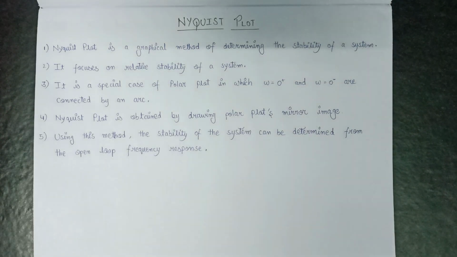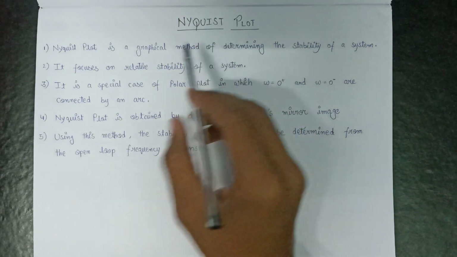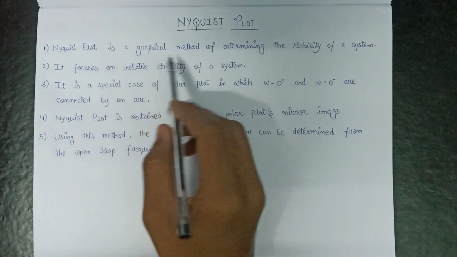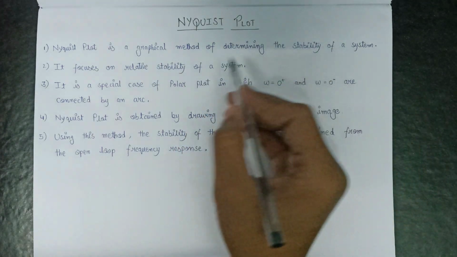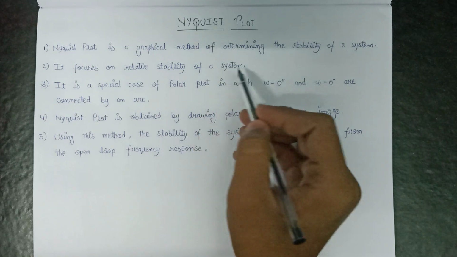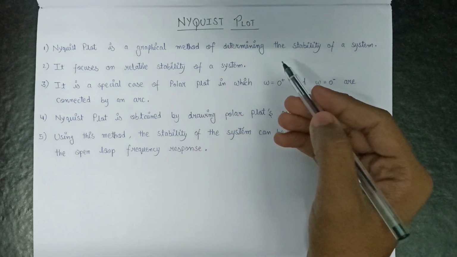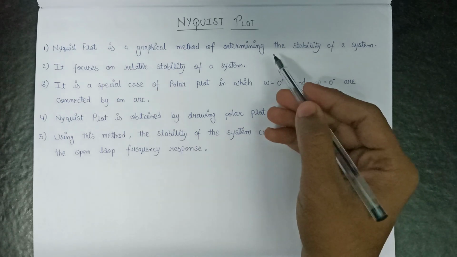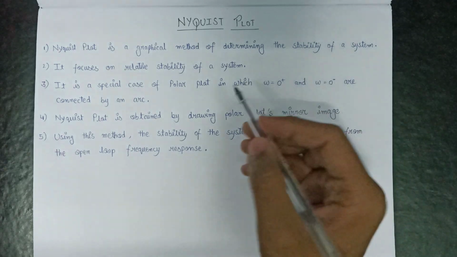Welcome all. In this lecture, we are going to start a new topic that is named the Nyquist plot. A Nyquist plot is a graphical method of determining the stability of a system. It is nothing but a graphical plot, similar to the polar plot that we discussed in the earlier lecture, and it is also used for determining whether the system is stable or not.